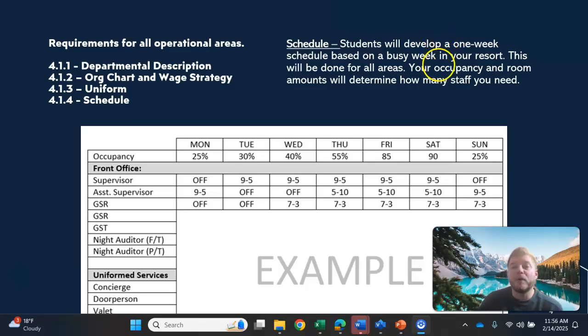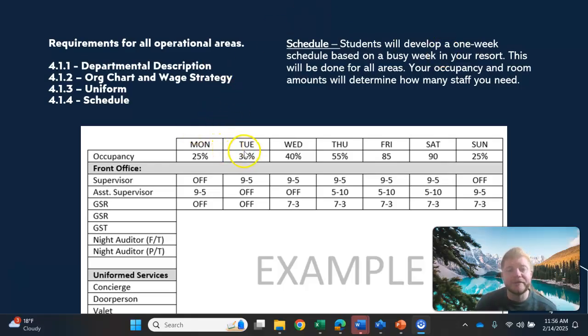So you're going to develop a 1 week schedule based on a busy week, and you're going to do this for all 3 areas that we are looking at. So that's, again, housekeeping, front desk, food and beverage. Front desk and housekeeping will probably just have a single schedule, where food and beverage, you might have multiple locations. So you'll just have to keep that in mind.